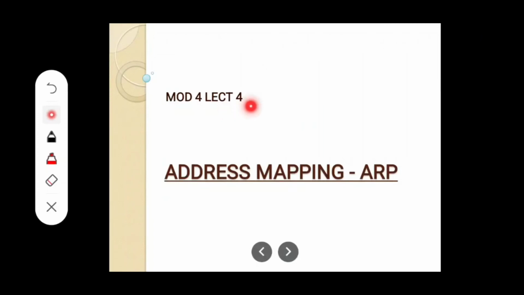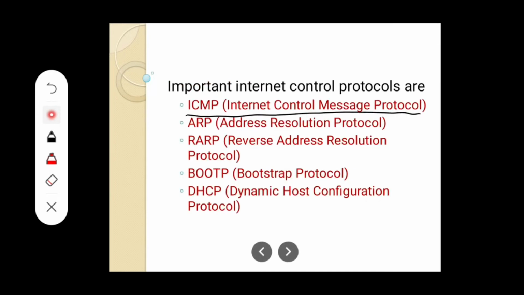Welcome to lecture 4 of module 4, and today we are going to see the topic address resolution protocol. In the last video session we have been discussing the internet control protocol. In that we have discussed the internet control message protocol. So today we are going to see the address resolution protocol.